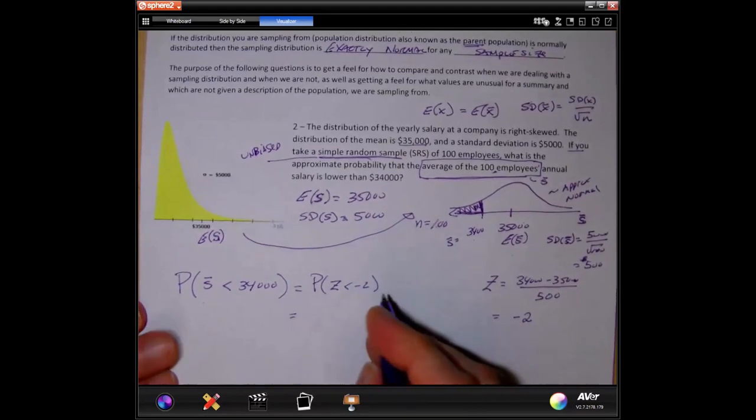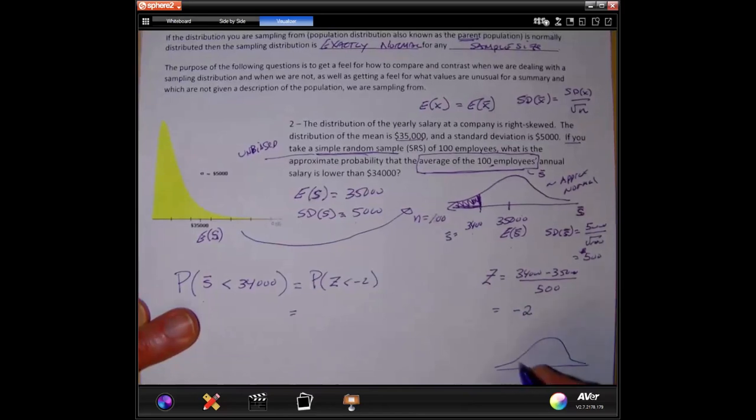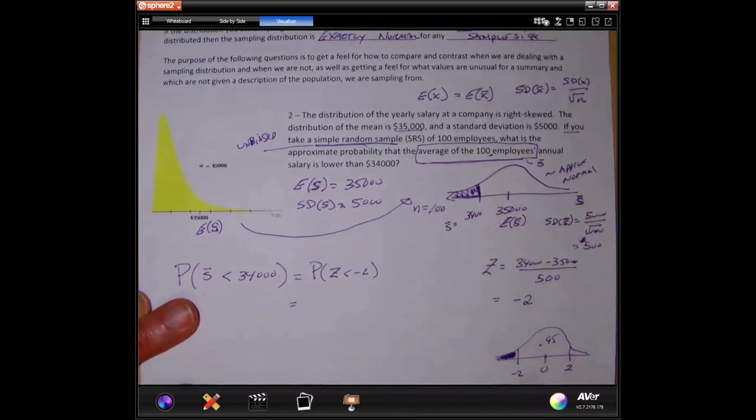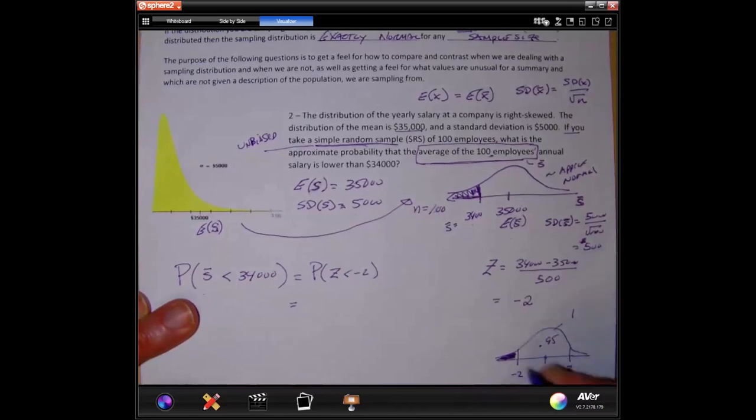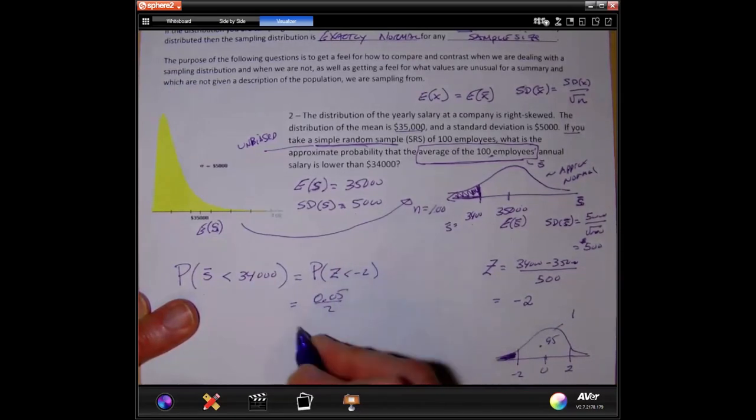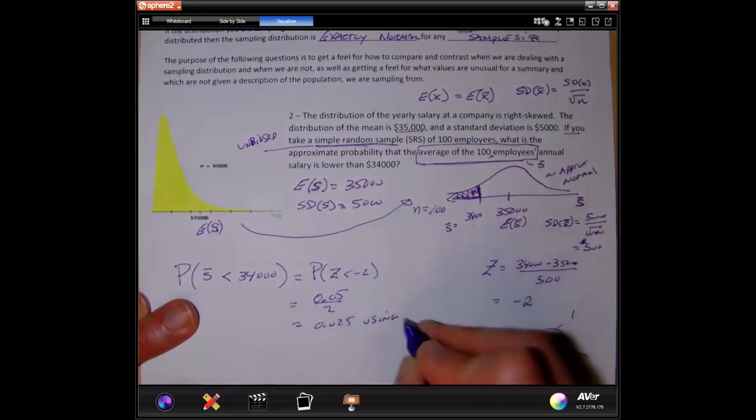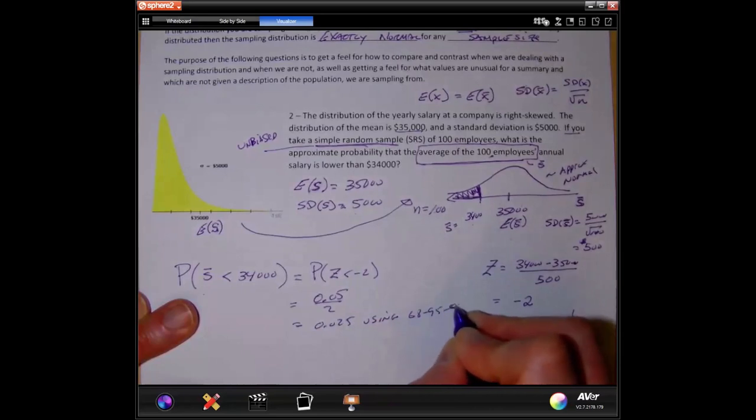And again, I have two ways of doing this. If I'm using the 68, 95, 99.7 rule, remember what this is saying is we're two standard deviations on either side. This is 0.95, but all I'm after is this little part. Together, these two tails make up 5%. So 5% plus the 95 gives you 100. This whole thing is 1. This area total is 1. So this answer is going to be 5% divided by 2, or 0.025 using the 68, 95, 99.7 rule.